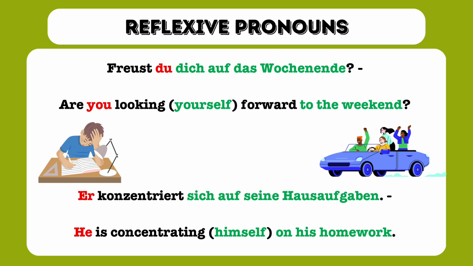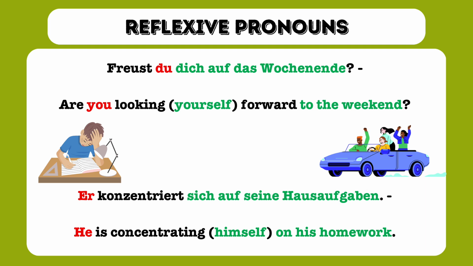So we end up with, freust du dich auf das Wochenende? Are you looking forward to the weekend? We're basically saying that this thing makes me happy, so we're looking forward to this thing. The thing that is being made happy is also you, so you are the one making yourself happy. Yourself is the one that is also being acted upon in the sentence, so we end up with both du and dich in the same sentence. Freust du dich auf das Wochenende?